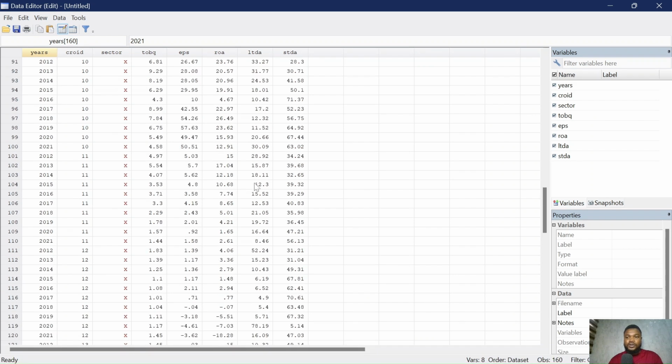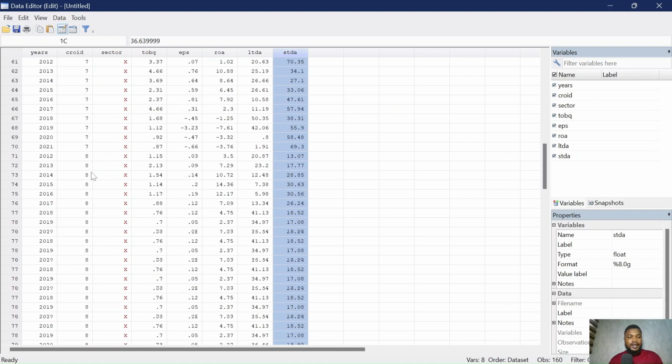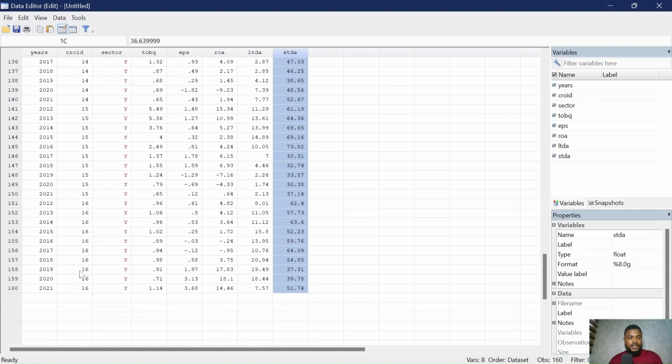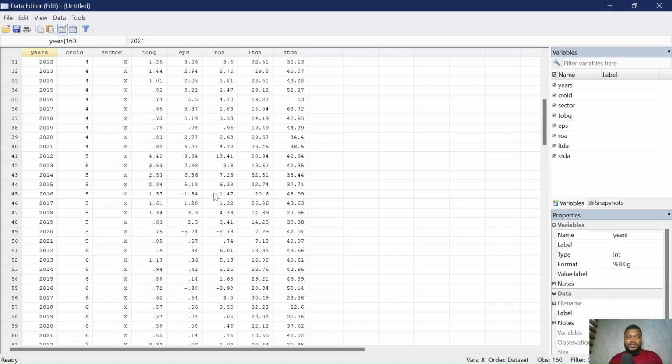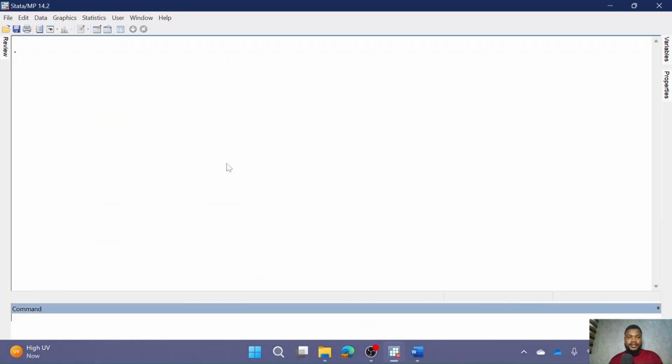I have already loaded my data sets. This is Tobin's Q, earnings per share, return on asset, long-term debts, short-term debts, and I have a total number of 16 companies across 10 years, that is from 2012 to 2021. My data has been pasted nicely in the data editor window of STATA. Now I am ready to begin.